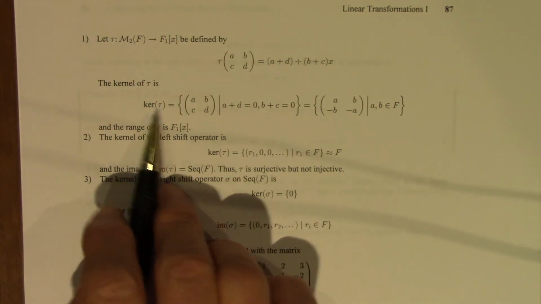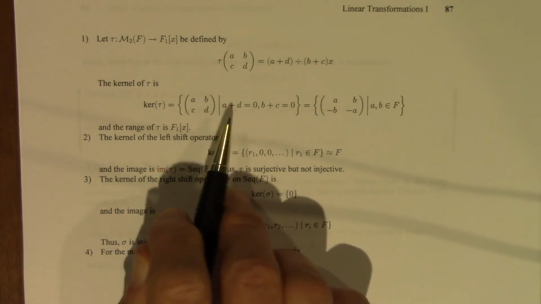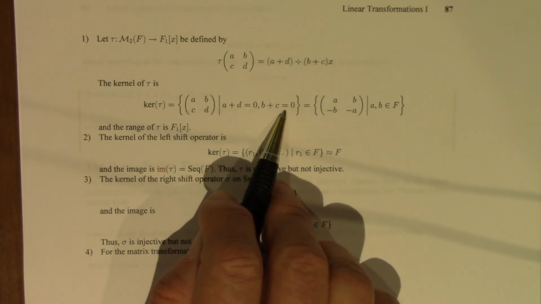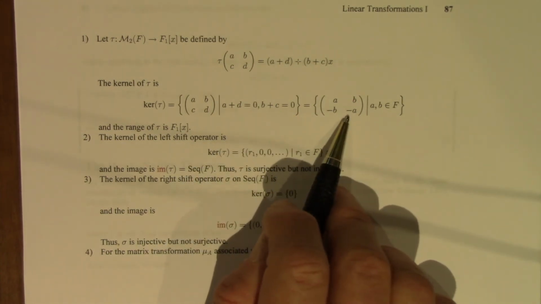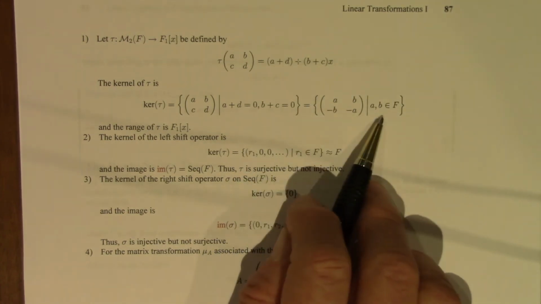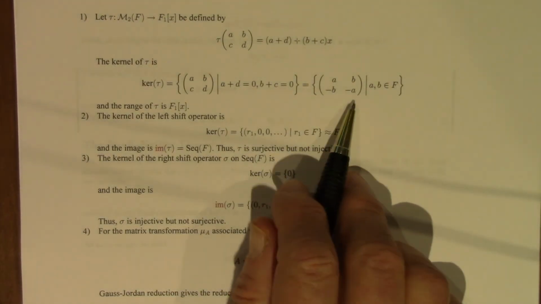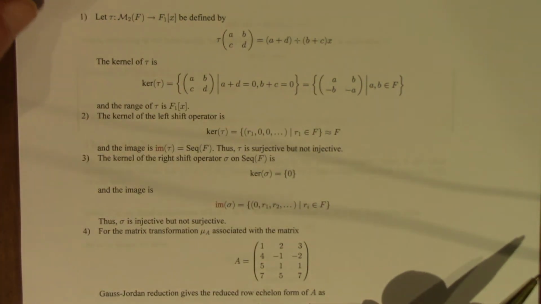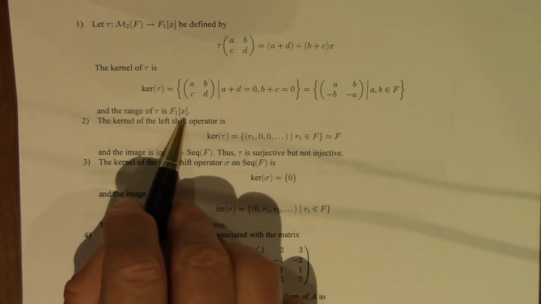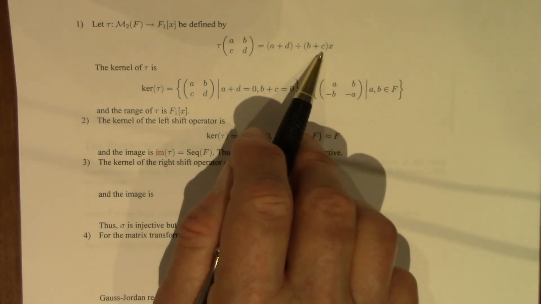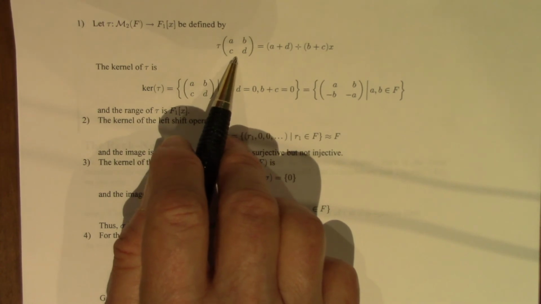The kernel of tau is the set of all matrices that are sent to 0, which means A plus D has to be 0, B plus C has to be 0, and so the matrices have to look like this: A, B, negative A. This subspace is the kernel of tau. It's therefore a subspace of M2 of F. The range is all of F1 square bracket X, because you can get any polynomial you want here from an appropriate matrix.